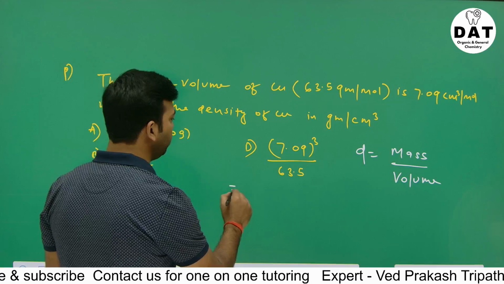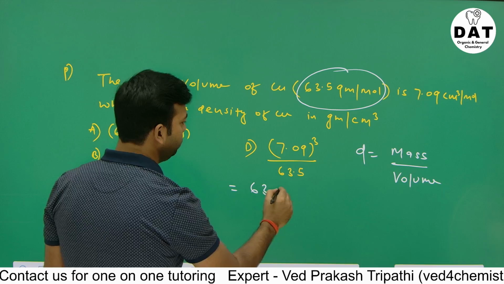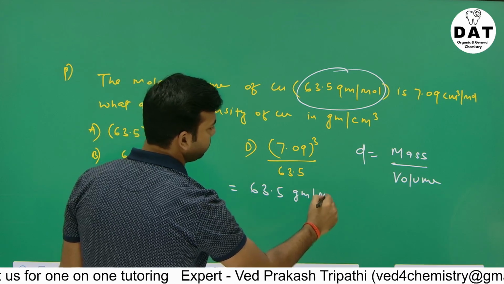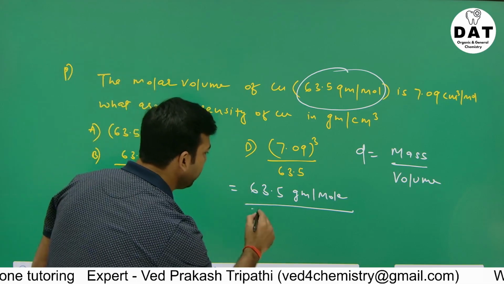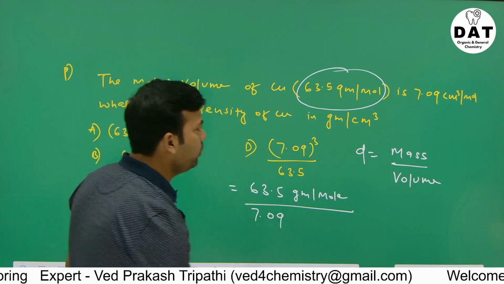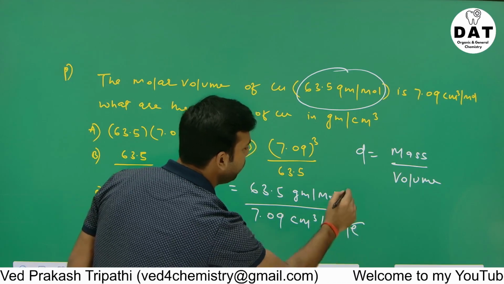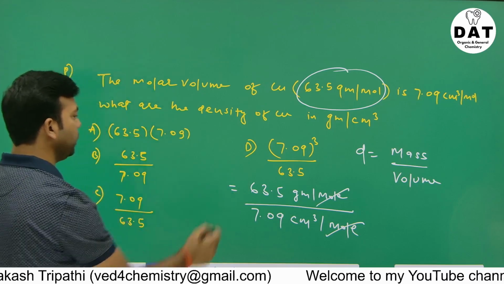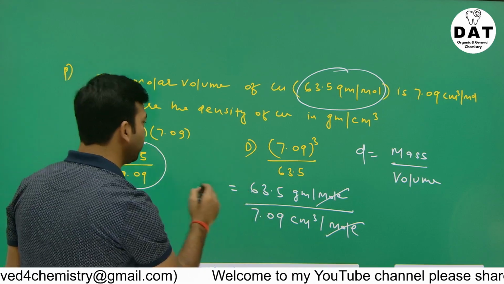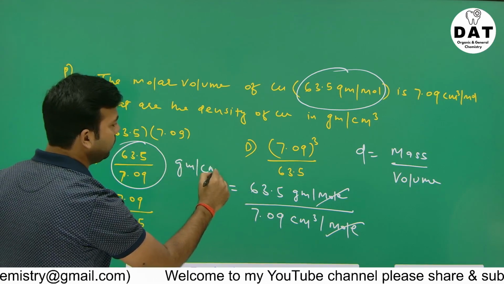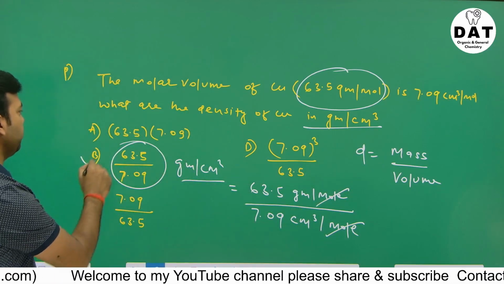Mass is how much? Its mass is 63.5 gram per mole. Divide by how much volume? 7.09 centimeter cube per mole. So mole cancels out. So answer will be 63.5 divided by 7.09 gram per centimeter cube. The unit will be gram per centimeter cube. You can see gram per centimeter cube, which is the same unit. So answer will be here B. Simple.